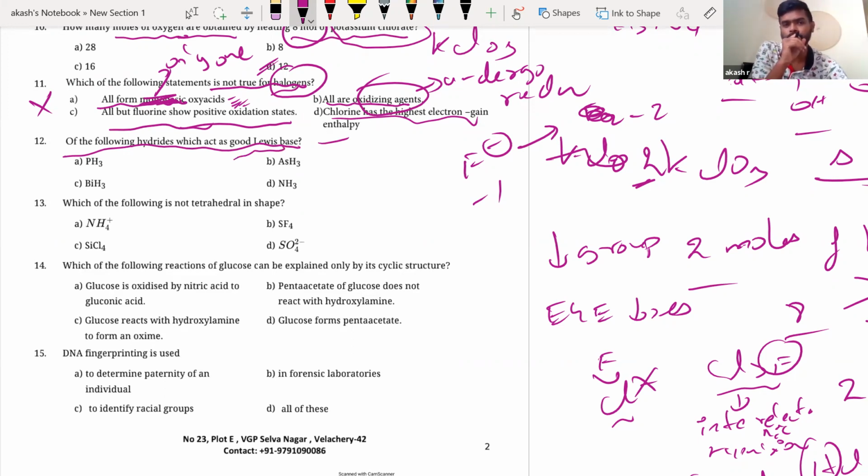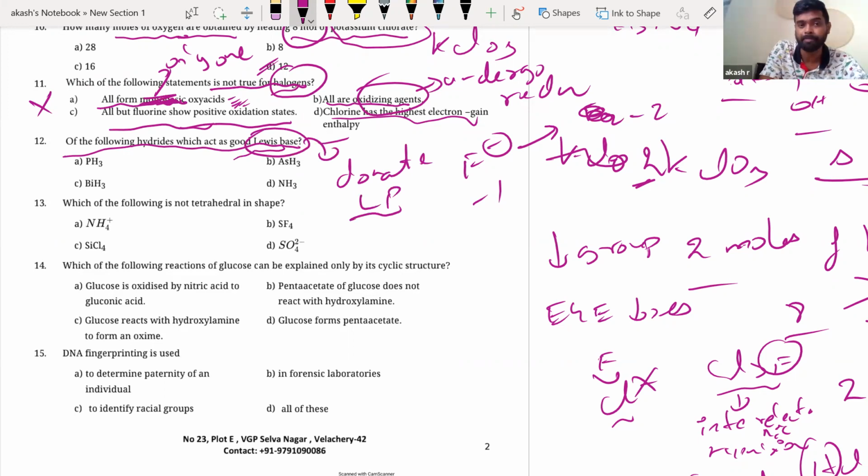Okay, yeah. So which of the following acts as a good Lewis base? Now, how do we go about this? First of all, we have to know what is a Lewis base. A Lewis base is something which can donate a lone pair. Now all of them have a lone pair here, no doubt about this. So the question is which can easily donate a lone pair. Whichever can easily donate the lone pair would be a good Lewis base.